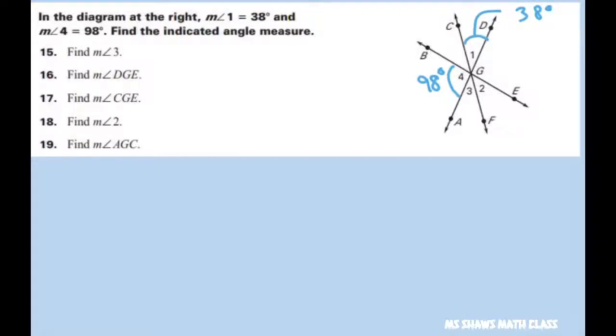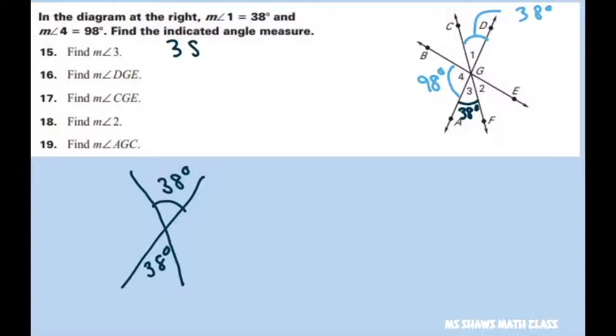So I know from my vertical angle theorem that if you have a vertical angle here and this was 38, then the measure of angle 3 also has to be 38. I'm trying to not look at everything else. So the answer to 15 is 38 degrees.